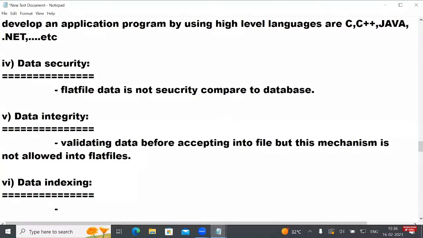Data indexing is nothing but retrieving your data very fast. I want to access my data, the data may be anywhere, but I want to access it within a short period of time. But that kind of index mechanism we cannot apply on flat files. Understand my point now? For example, if you want to understand properly, textbooks are there nowadays.